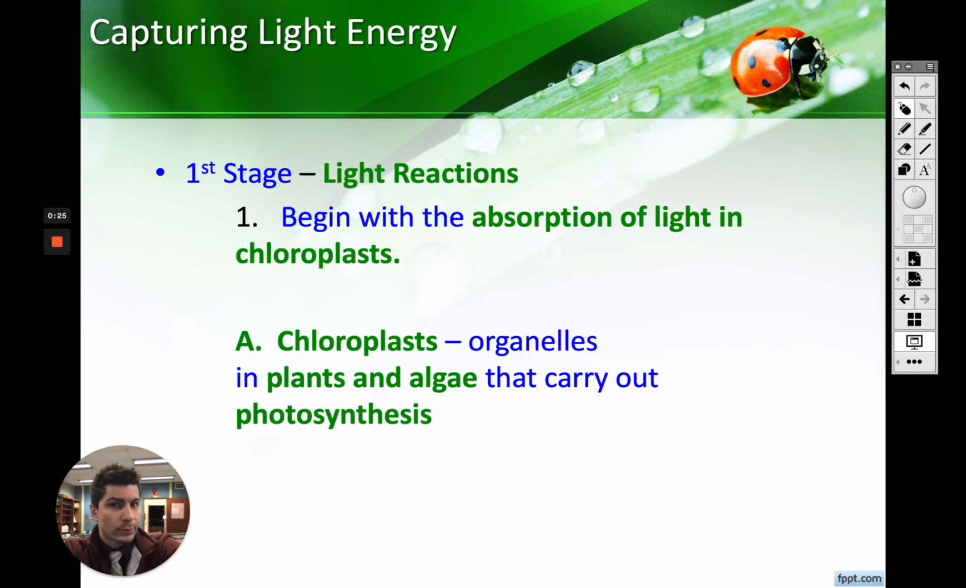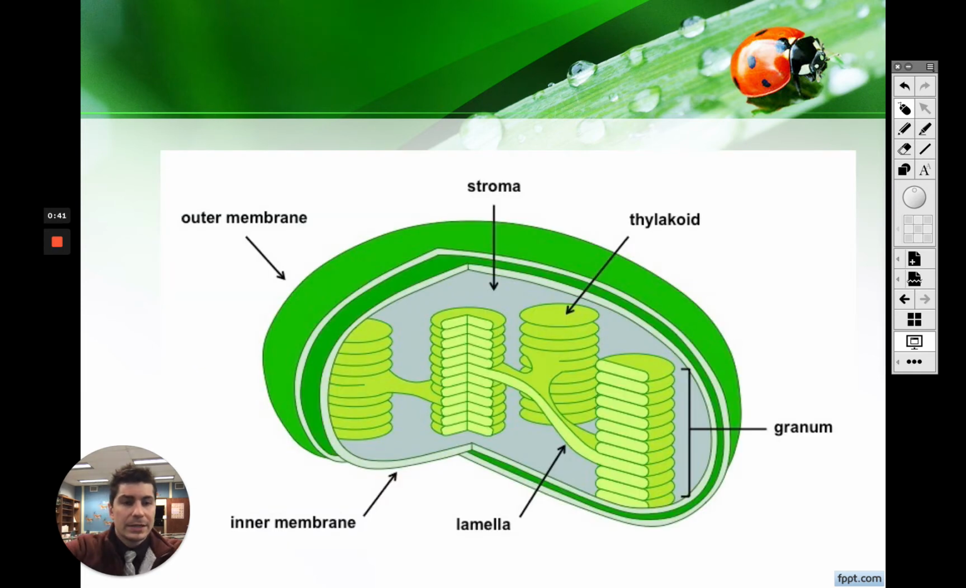Now, we didn't go over what happens in the two stages, but we said there's going to be a light stage, and then there's going to be the second stage, which is the Calvin cycle. All right. Obviously, light reactions, just like the name says, we're going to be absorbing light. All right. We talked about the chloroplast last time. We talked about how it had two membranes, an outer membrane and an inner membrane, just like prokaryotic cells.